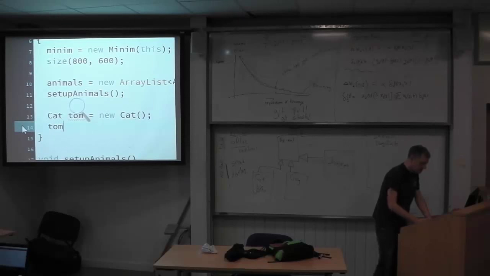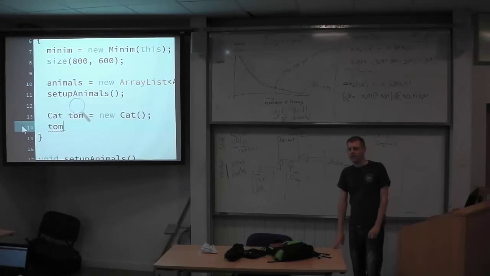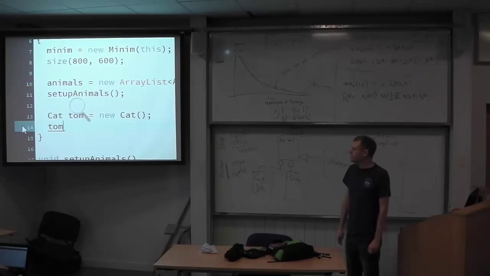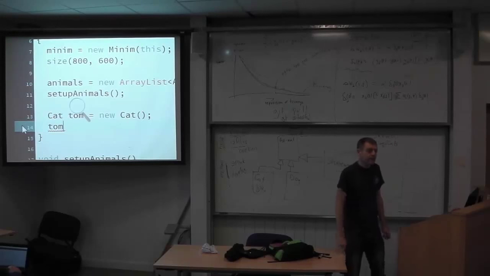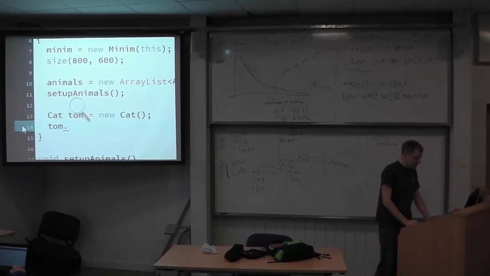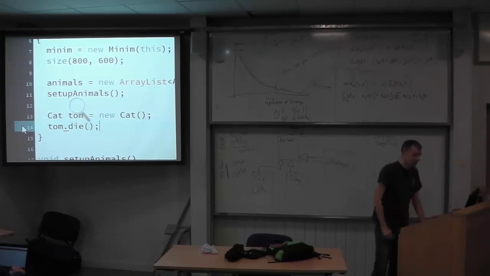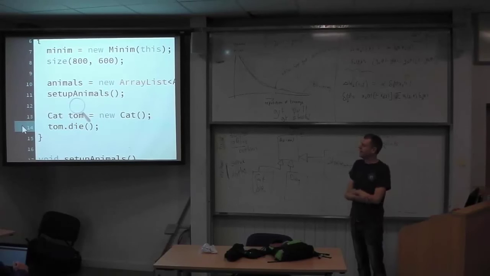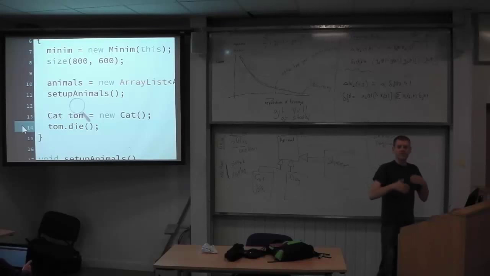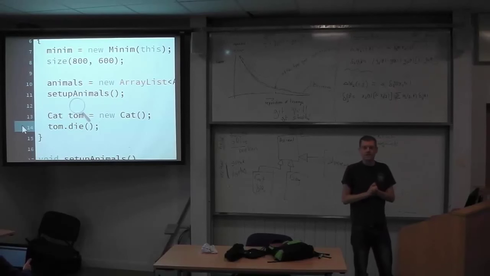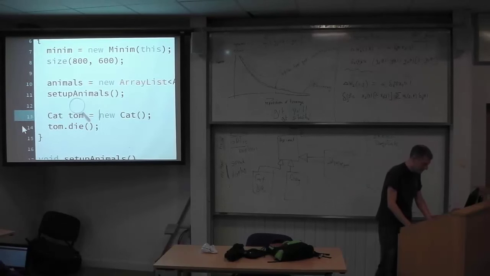And then, of course, everybody look up, this is quite important. You can also then, because Tom is of type Cat, what did we add to the cat that we didn't add to the dog? You can call tom.die, okay? And you can kill the cat. You can't call, obviously, Dog.die because that method doesn't exist on the dog. This is okay.